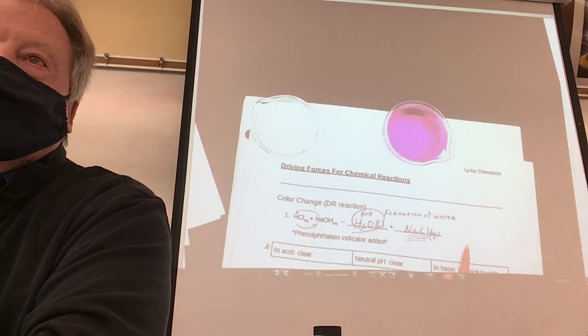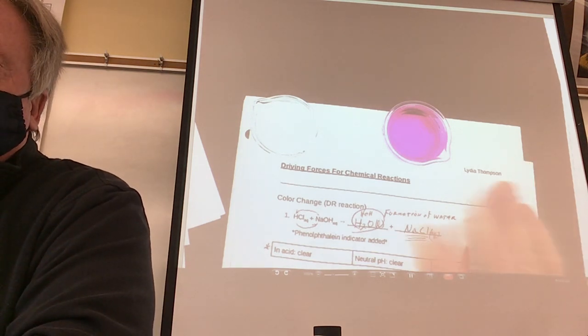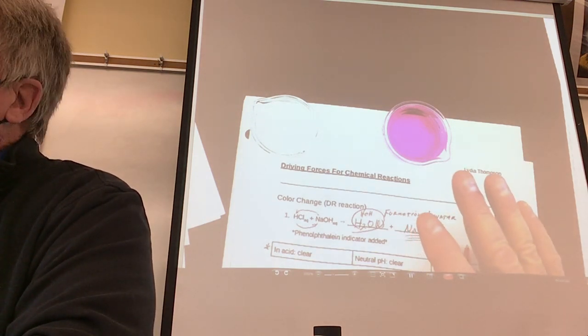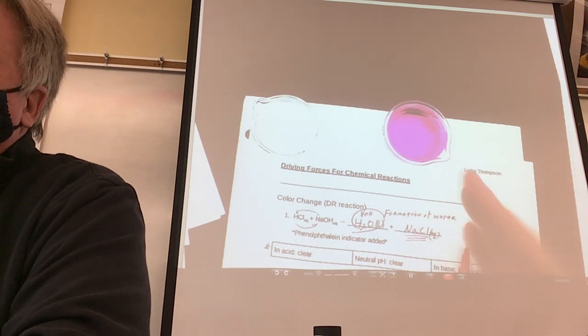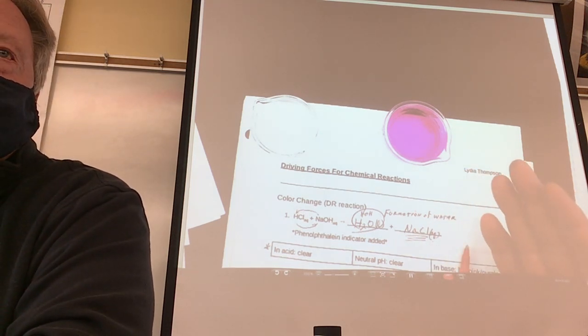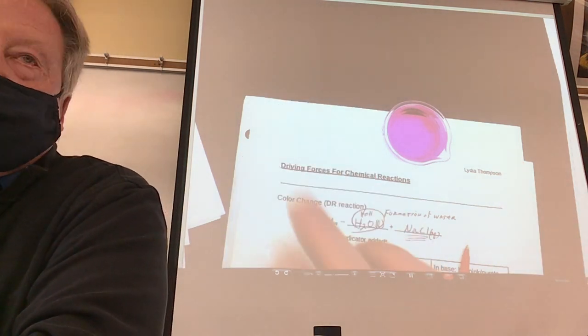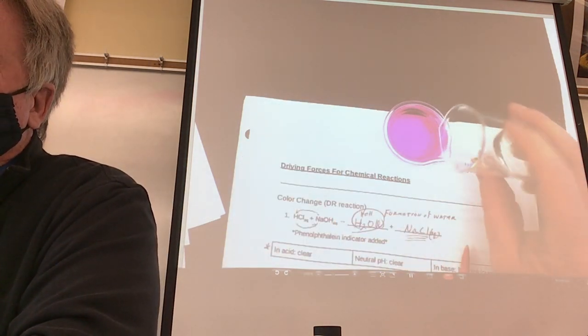Anyway. Now, what I want to show you here is I'm going to let these react. What happens when I put an acid in a base? If I didn't have the phenolphthalein, you'd say, that's boring. It looked like nothing happened. But take a look. I'm going to put a little bit of acid in here, and watch what happens.